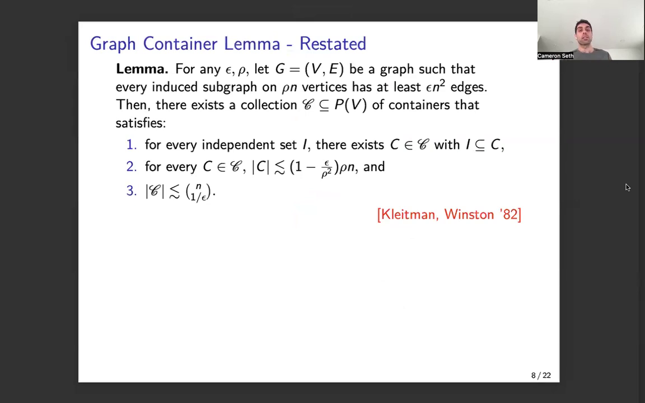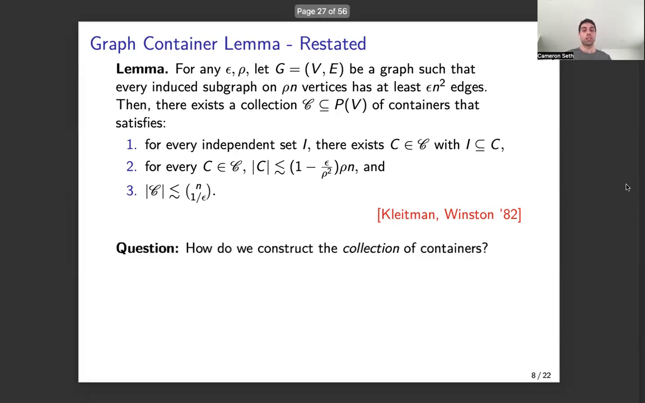Okay, so let's go back to this graph container lemma. I've just restated it here. So again, it says that if our graph satisfies this nice condition, then there's a collection of containers that satisfy these three properties. Okay, so on the previous slide, I described how to construct a single container for a single independent set. But this lemma talks about a collection of containers. So how do we construct the collection of containers?